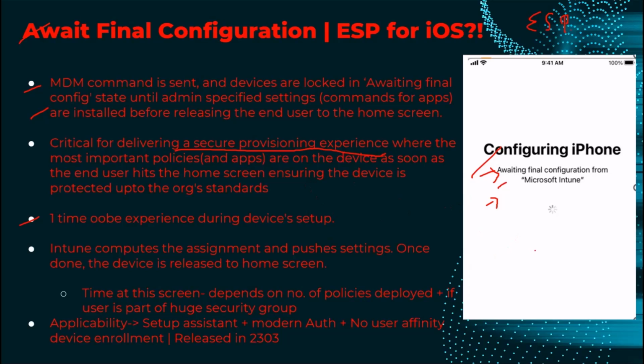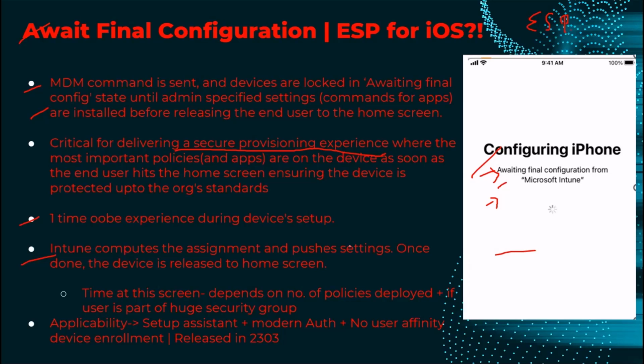And what happens during this phase? Intune computes the assignment and pushes the settings. So let's say that your device or user is part of many security groups. Then it's going to take a considerable amount of time for Intune to evaluate the group membership, right? So there might be some delay there, or let's say that you have pushed a lot of policies. Then it's going to take some time for the evaluation of group membership to happen and the policies to come down. So the amount of time you might be at the await final config screen would depend upon the group membership of the user or the device and the amount of policies that have been pushed.